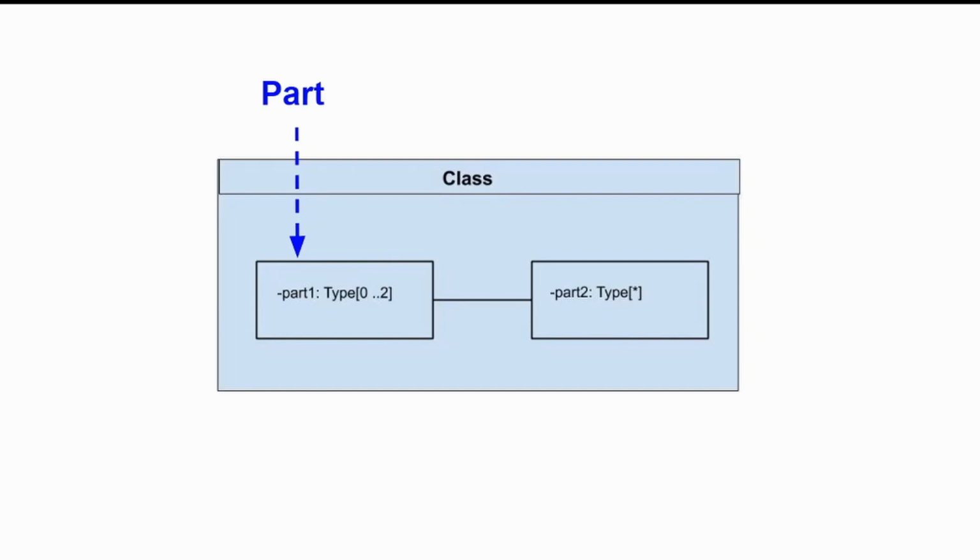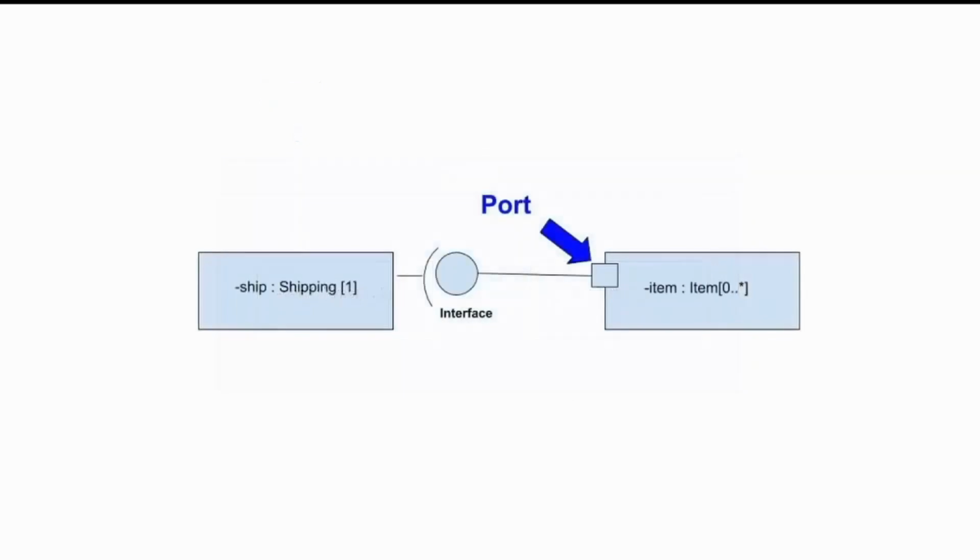We can create parts in the structure compartment of the classifier and in several UML diagrams, such as composite structure diagram, class diagram, object diagram, component diagram, deployment diagram, and package diagram. A port defines the point of interaction between the classifier instance and its environment, or between the behavior of the classifier and its internal parts.